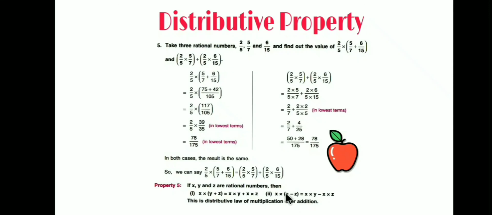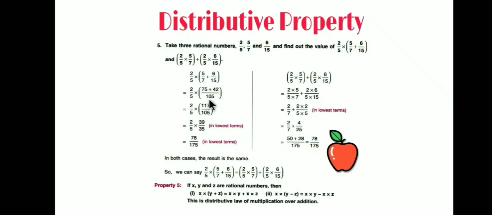Let us take one example. Suppose we have three rational numbers 2 upon 5, 5 upon 7 and 6 upon 15, and we have to find the value of 2 upon 5 into 5 upon 7 plus 2 upon 5 into 6 upon 15. Now if we take 2 upon 5 common and we add 5 upon 7 and 6 upon 15, the sum of 5 upon 7 and 6 upon 15 will be 117 upon 105.